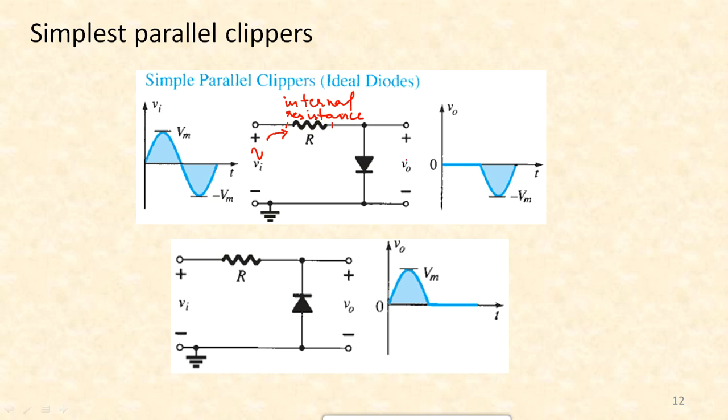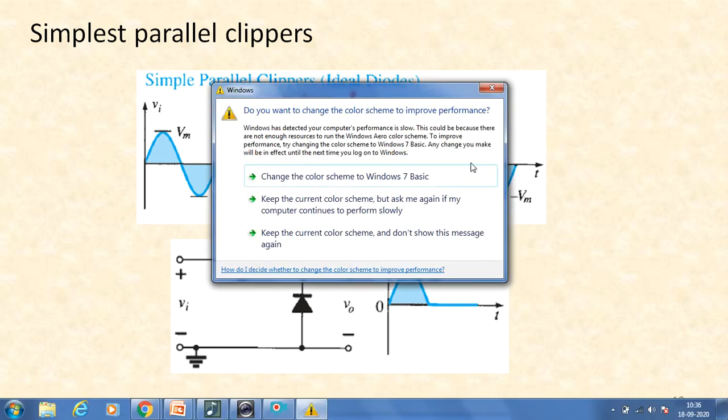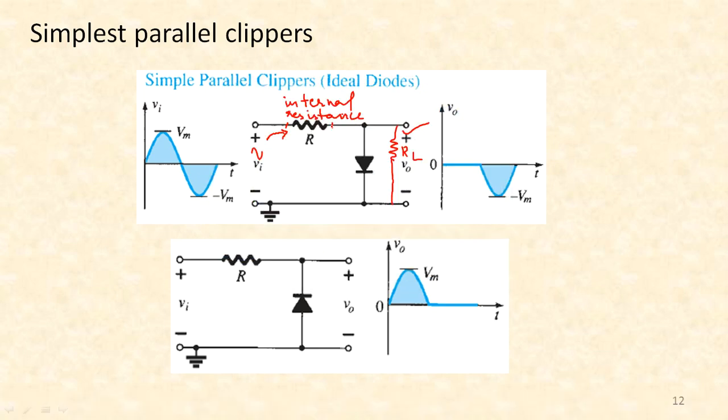We usually take the output across the diode, right? And in some of the textbooks there is also a resistance here. This is the load resistance associated with the output signal. You can either consider this resistance or ignore it, whereas this resistance R is just the internal resistance. While trying to analyze the parallel clipper circuit, you are not supposed to consider the drop across the internal resistance.